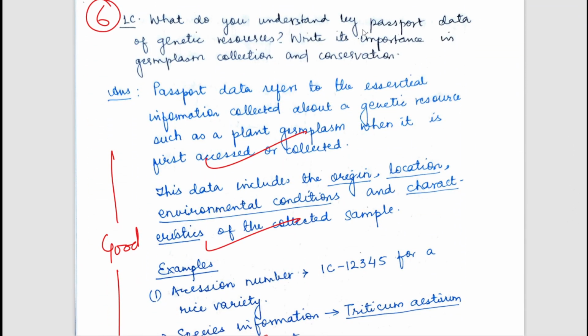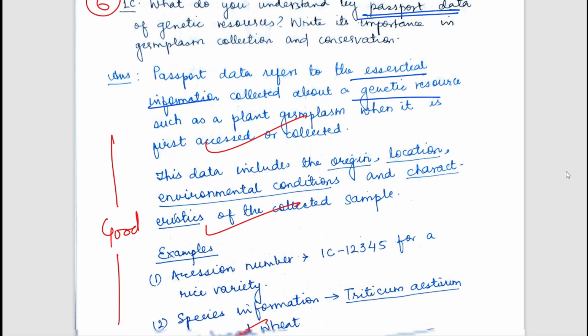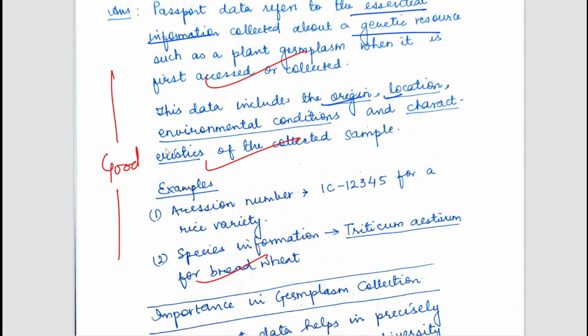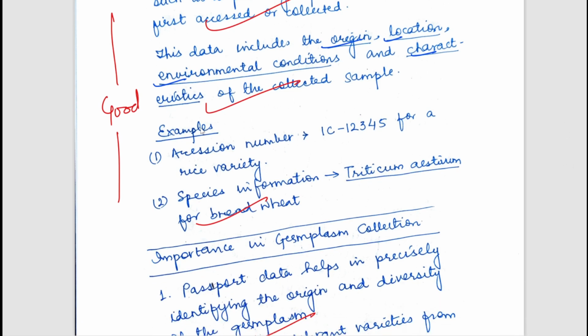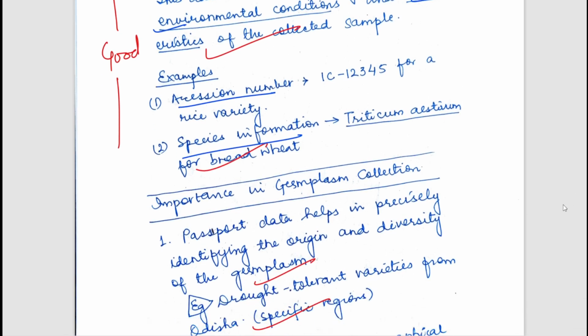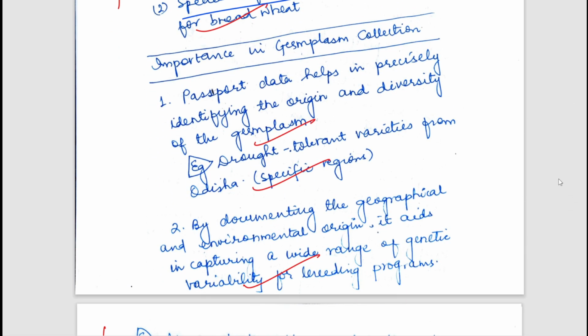The next question is, what do you understand by passport data of genetic resources? We have to write its importance in germplasm collection and conservation. As the name suggests, passport data is the various essential information collected about the genetic resources, and it has been mentioned here. Such as origin, location, environmental conditions, characters, everything has been well mentioned. For example, accession number, species information, various kinds of things have been mentioned. So what is its importance?